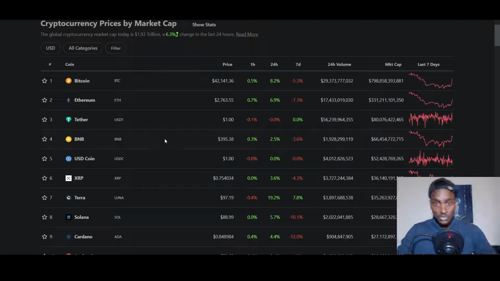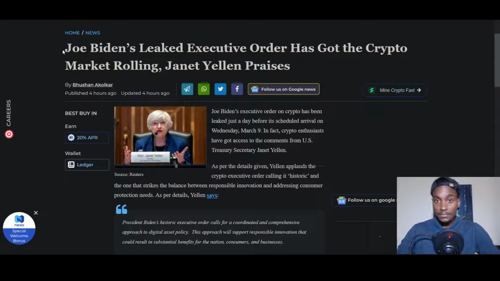And the reason why the crypto charts look like that, you can see Bitcoin at 42,141, which is pretty amazing, and consequently other cryptos have gone up, and it's because of this. Joe Biden's leaked executive order has got the crypto market rolling. Janet Yellen praised it. This is from the statements that Treasury Secretary Janet Yellen made.